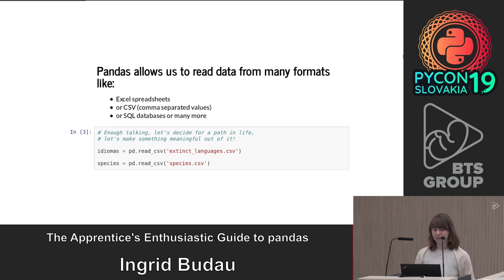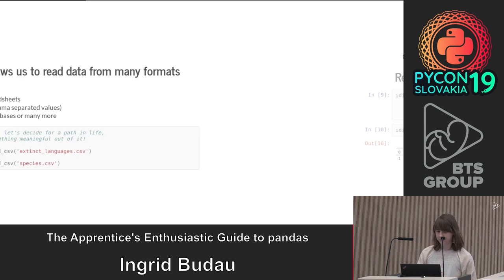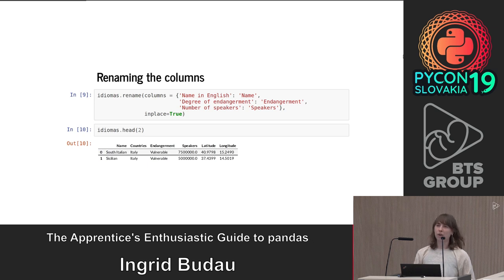Let's import our data sets. pandas.read_csv, we have idiomas for languages, and species for our species dataset. Now, this is the point where I left out some of the dropping the columns and removing, just in order to be able to go on to more interesting things.